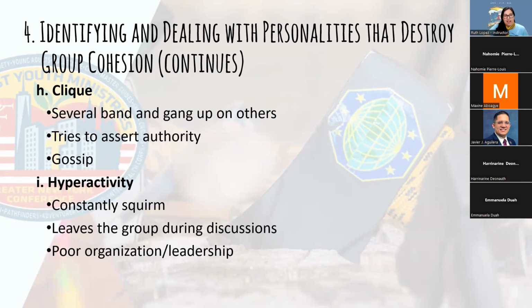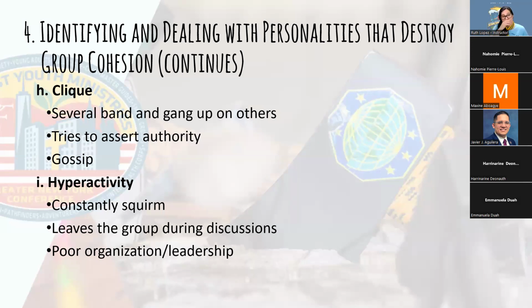You have the clique. The clique is not always good, because cliques are just not good. Cliques make other people feel left out. Other kids feel left out. So if you have a clique, that means you have several bands or gangs that gang up on others, a group of people that gang up on others. They try to assert their authority. There's a lot of gossip in between.